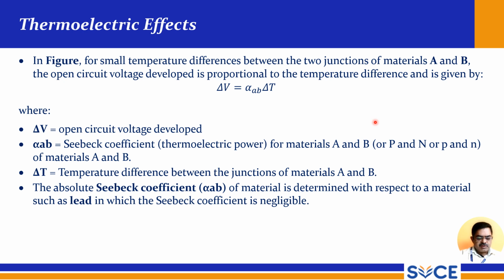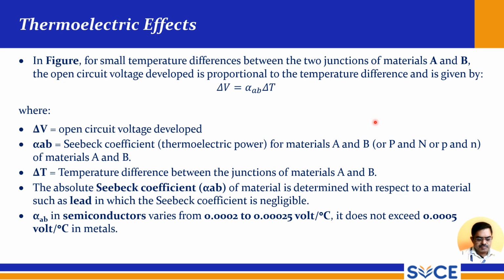So the absolute Seebeck coefficient alpha AB of a material is determined with respect to a material such as lead, in which the Seebeck coefficient is negligible. Alpha AB in semiconductors varies from 0.0002 to 0.00025 volts per degree Celsius. It does not exceed 0.0005 volt per degree Celsius in metals.